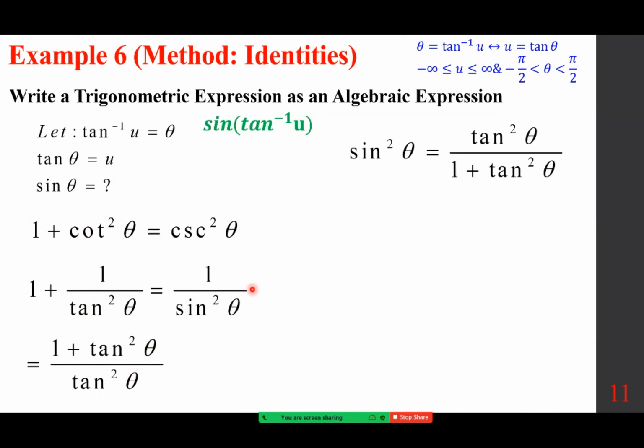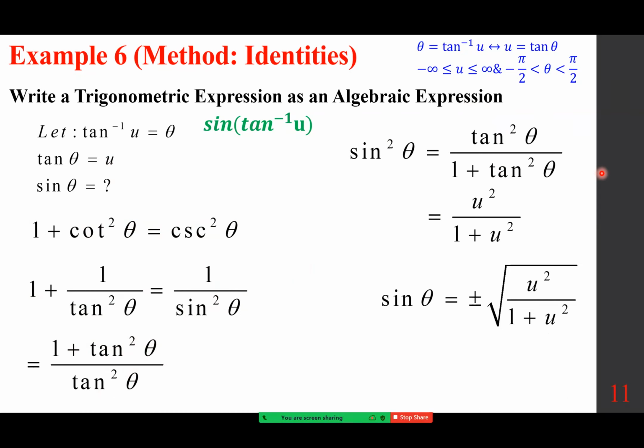Again, you could finish the job and then just find the reciprocal. You don't have to go through this process. What is tan? It is u, so replace it. So what is sine? It is the square root of that. And you keep the positive because sine and tangent have the same sign. How do we know that? Both of them go from negative pi over 2 to pi over 2. The difference is tangent doesn't have the endpoints and sine does, but they stick with the same quadrant.